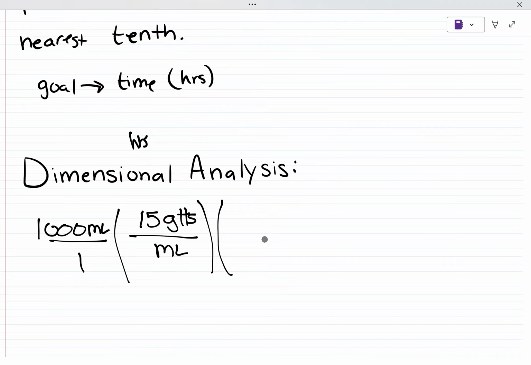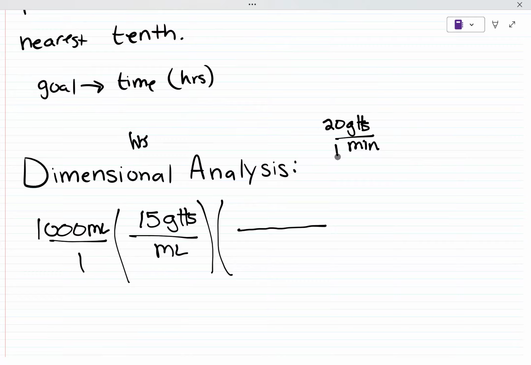They tell us that the order is to infuse 1000 milliliters and it's at 20 drops per minute. So they tell us 20 drops per minute. Now, should we leave it like that? Or should we flip it? I want to get hours.